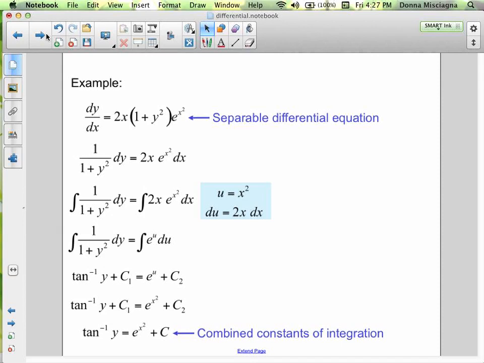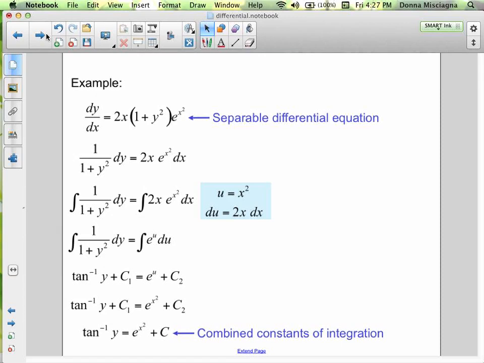So now on the left-hand side, we have 1 over 1 plus y squared dy. On the right, we have e to the u du. There's a simple integration here. We're using our rules for our inverse trig functions. This is arctan y plus a constant is equal to e to the u plus a constant. Substitute back. So now we have arctan y plus c equals e to the x squared plus c, and then just move the c's together. So arctan y equals e to the x squared plus c.